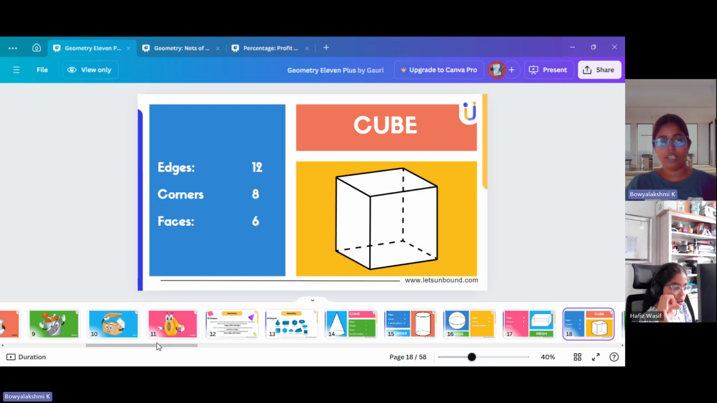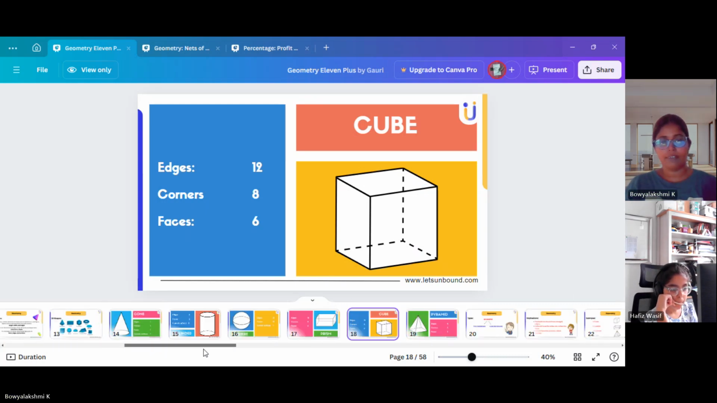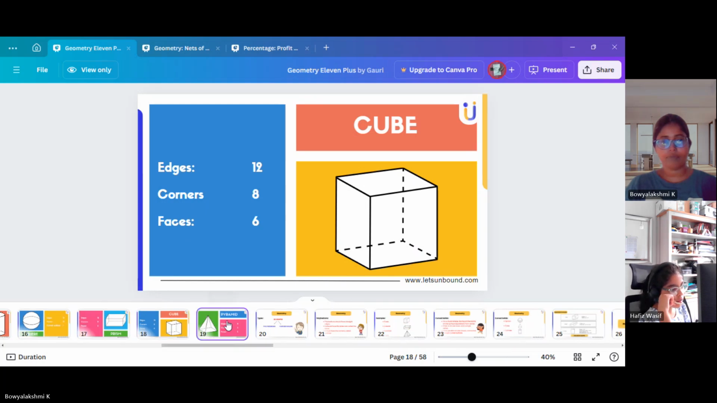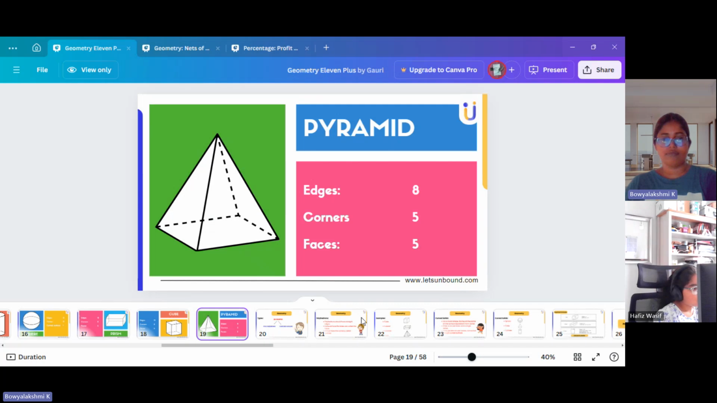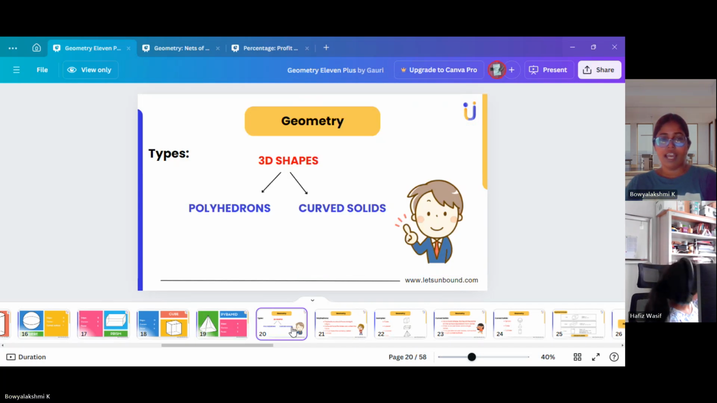And what do you think the last shape would be? Pyramid. So in this pyramid, edges is 8. Edges are lines. So the bottom has 4 lines, the slanting lines are 4, totally 8. Corners: bottom 4, top 1, so 5. Faces are also 5. That's it.